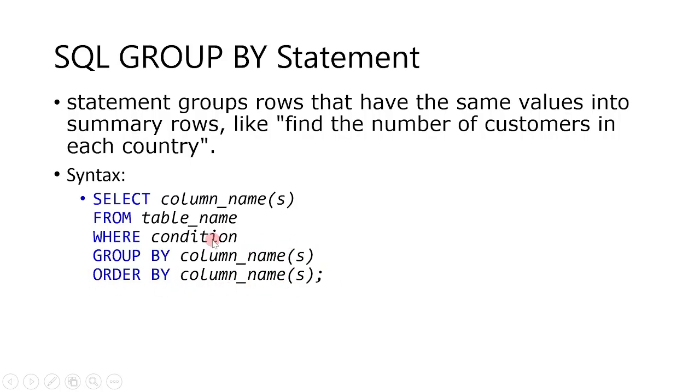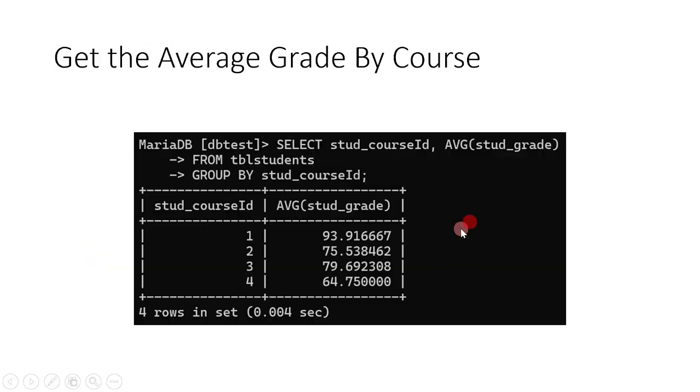So what's the difference now between the where and the group by? Where is just the condition. So first, it is going to filter this one here before it is going to apply the group by. And take note that where is actually optional. It is possible you are going to use the where clause depending on the condition. So in our example here, we are going to get the average grade by course.